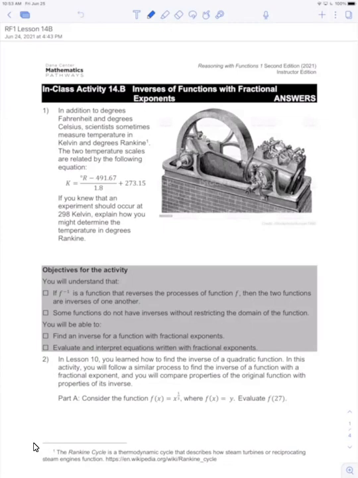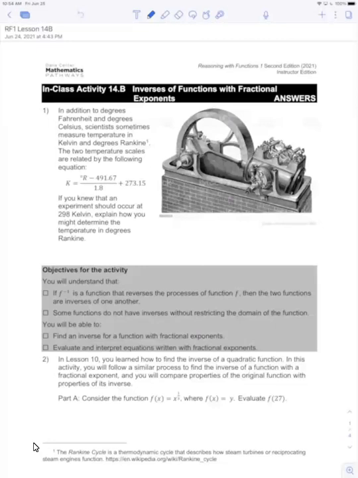Objectives for the activity. You will understand that if f inverse is a function that reverses the process of function f, then the two functions are inverses of one another. Some functions do not have inverses without restricting the domain of the function. You will be able to find an inverse for a function with fractional exponents and evaluate and interpret equations written with fractional exponents.